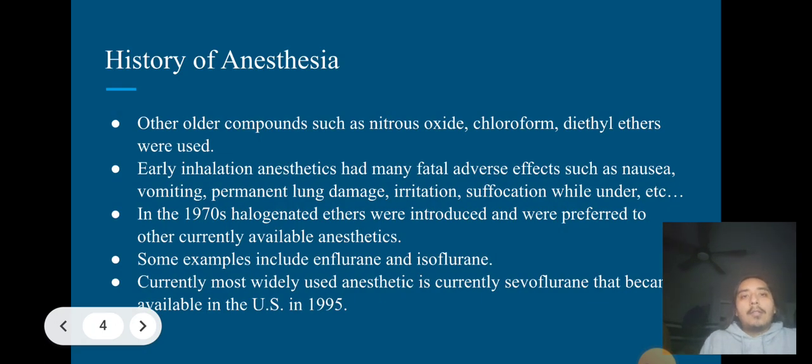In history, other compounds were used as inhalation anesthetics, such as chloroform, ethers, or nitric oxide, also known as laughing gas. These early anesthetics had high adverse effects such as nausea, vomiting, lung damage, irritation to the lungs, or suffocation while being under, and so on. This had led to a pursuit of finding more suitable alternatives.